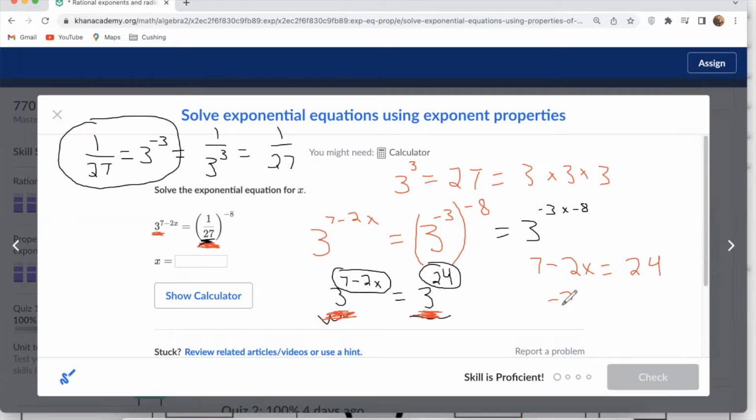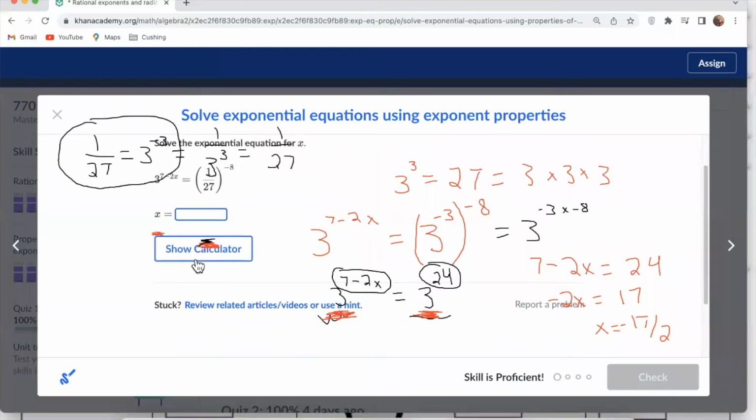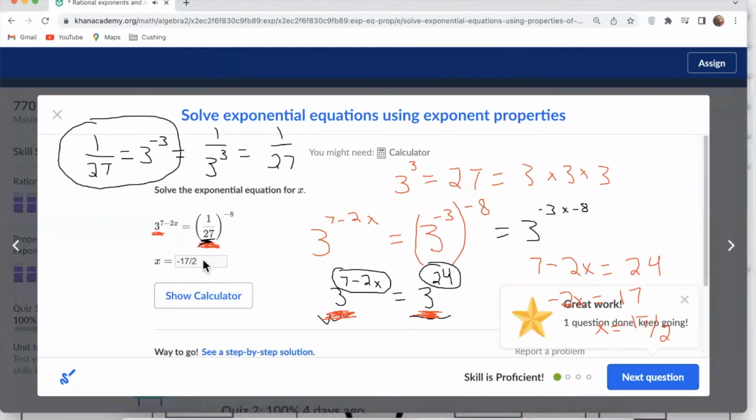So negative 2x equals, I'll subtract 7 from both sides, so I get 17. Is that right? 4, 5, 6, 7. Yeah, that's right. And then divide both sides by negative 2. So x is negative 17 over 2. I'm going to put that answer in, and hopefully that gives me negative 17 over 2. Nice. So don't be afraid of weird answers like that. I just got that one right off the bat. All right, next question.